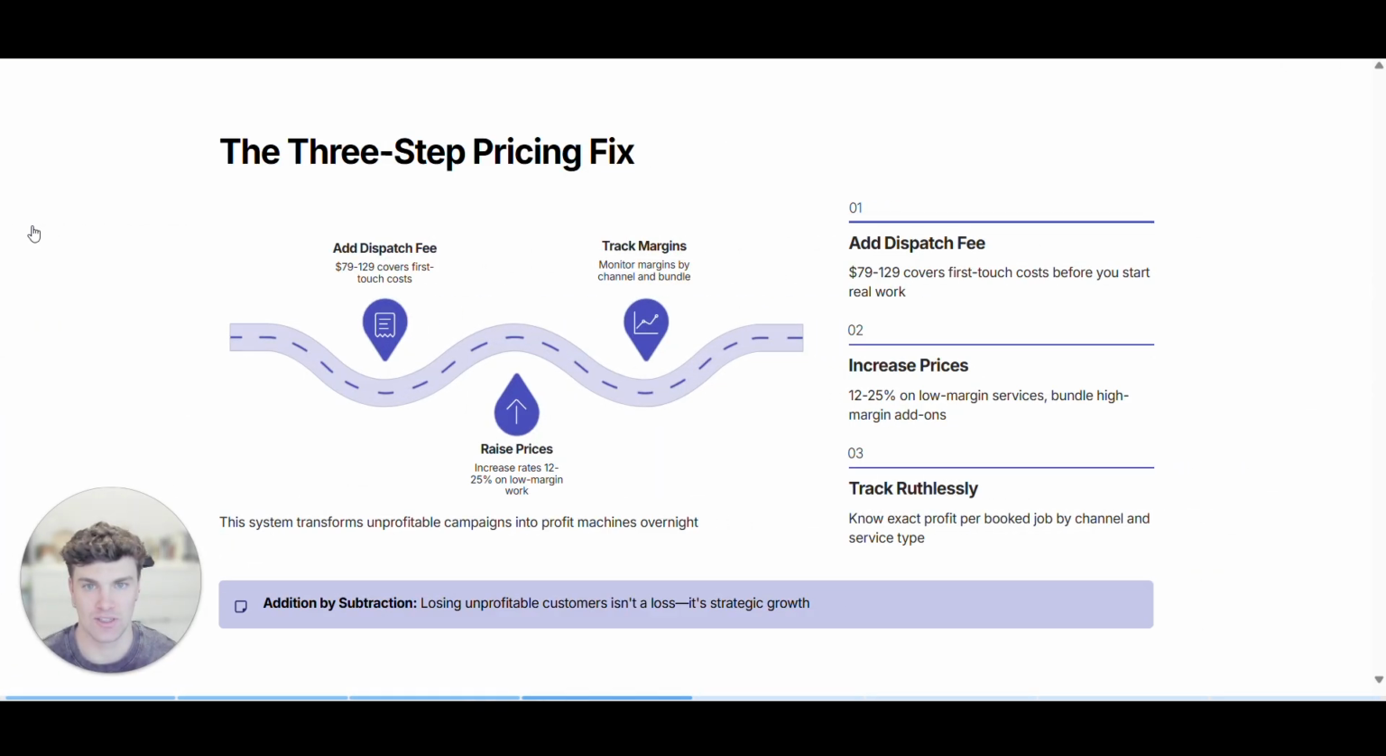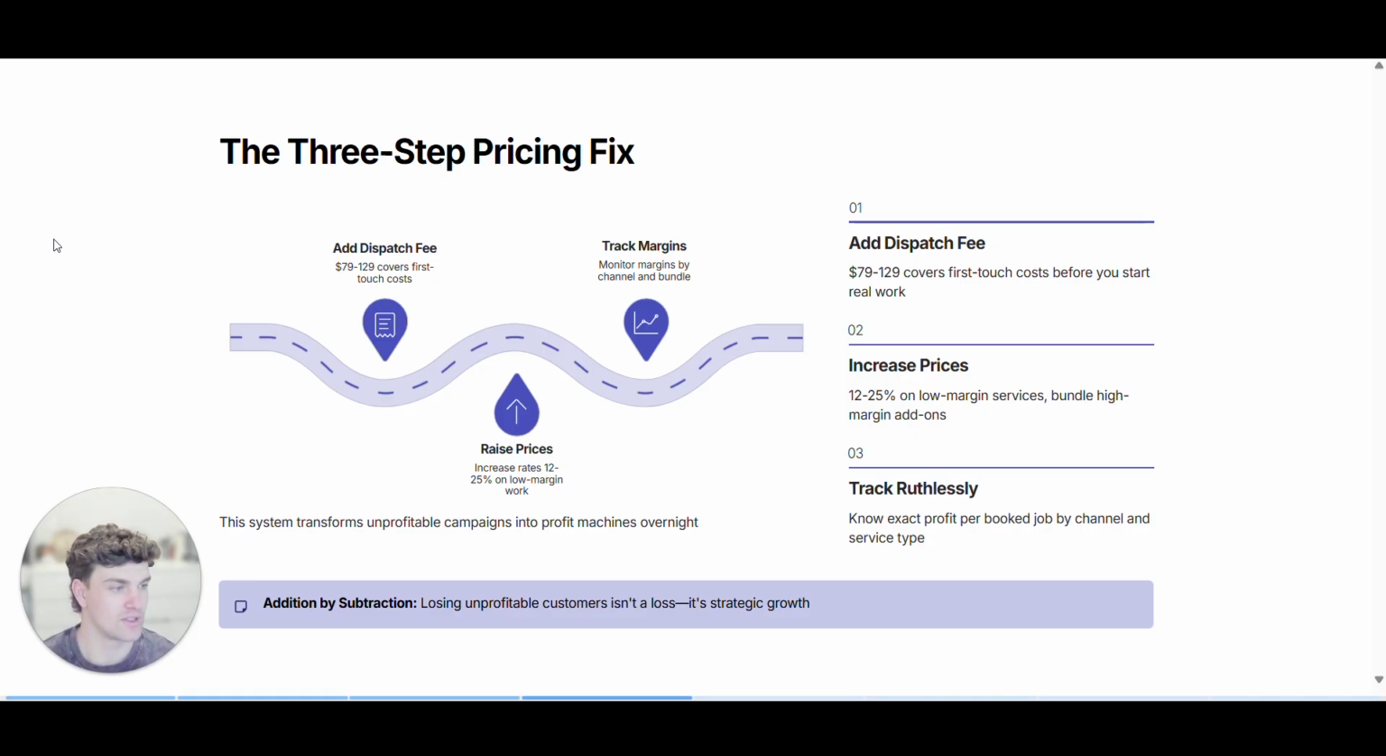So the 3-step pricing fix is: number 1, you are going to add a dispatch fee. Number 2, you are going to increase prices. And number 3, you are going to track this ruthlessly. When you increase prices, you need to increase the deliverability of your service as well. So you need to deliver a 5-star service, and that's the only way that this is going to work. And that comes down to you doing your job, your operations, and your team doing the best service that they can. So this dispatch fee is going to look anywhere between $49, $67, $79, $129 to get someone out there.